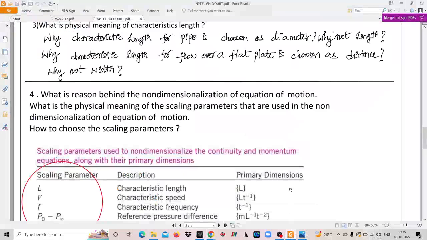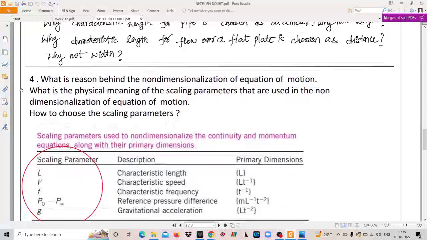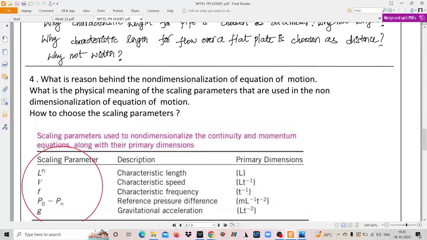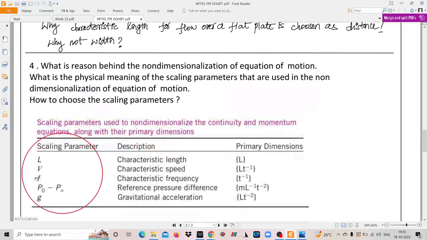Next part, I think this part is already answered. What is the physical meaning of the scaling parameters that are used in the non-dimensionalization? These are all the terms that were being used. Now here one extra term is there, f, the characteristic frequency. Why? In some cases there may be vortex-induced flow effects, which may give rise to vibration. Whenever there is a vibration, there is a periodic length. How you choose the scaling parameters is again similar to what we discussed earlier.